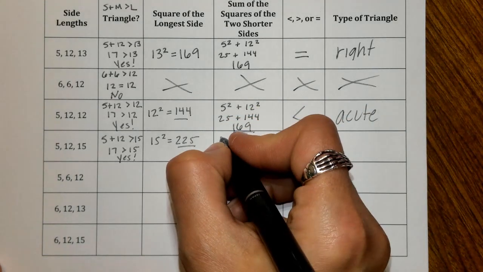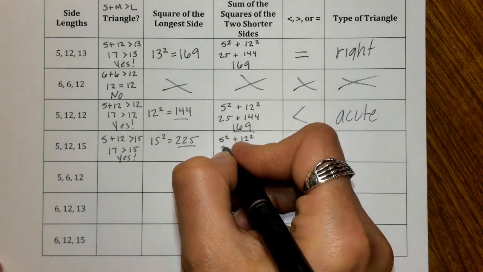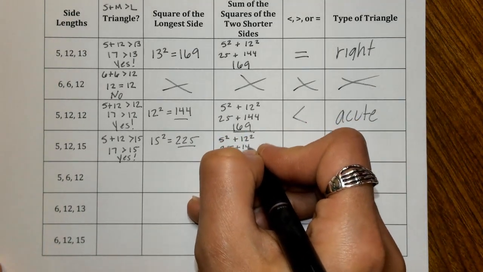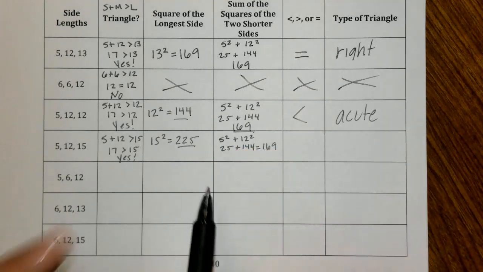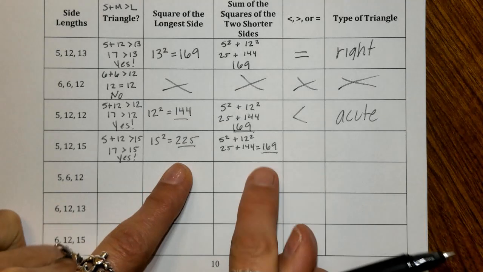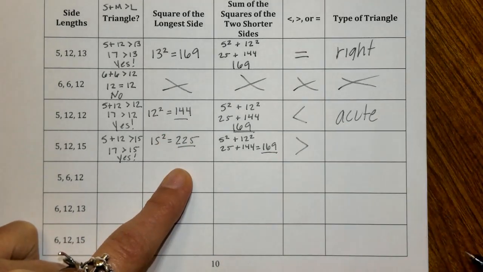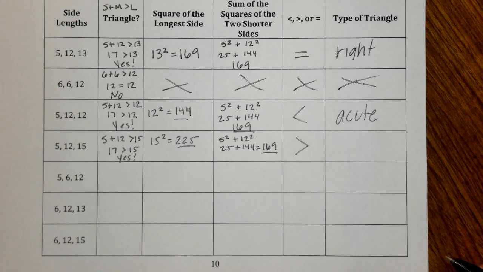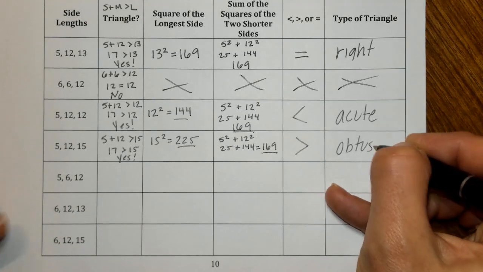Make sure you have your work, though. Your 5 squared plus your 12 squared, 25 plus 144, will equal 169. Compare the 225 with the 169. 225 will be greater than 169, so the angle is greater than 90, giving you an obtuse triangle.